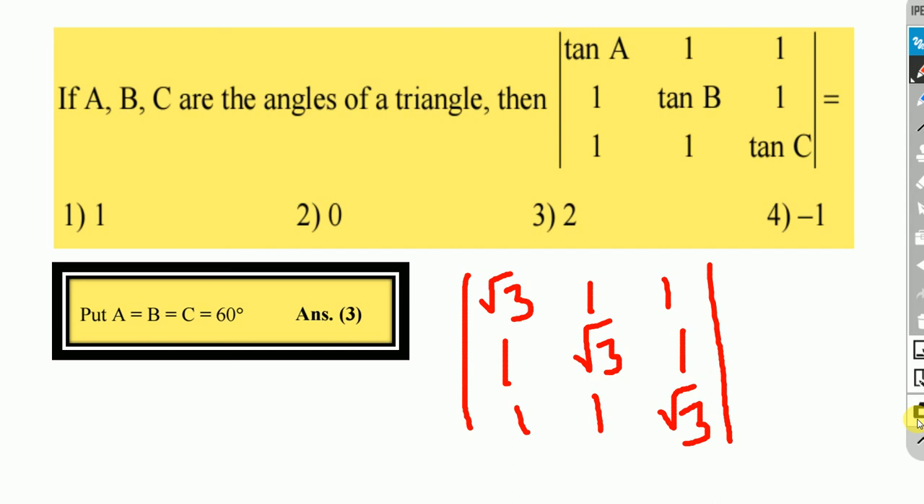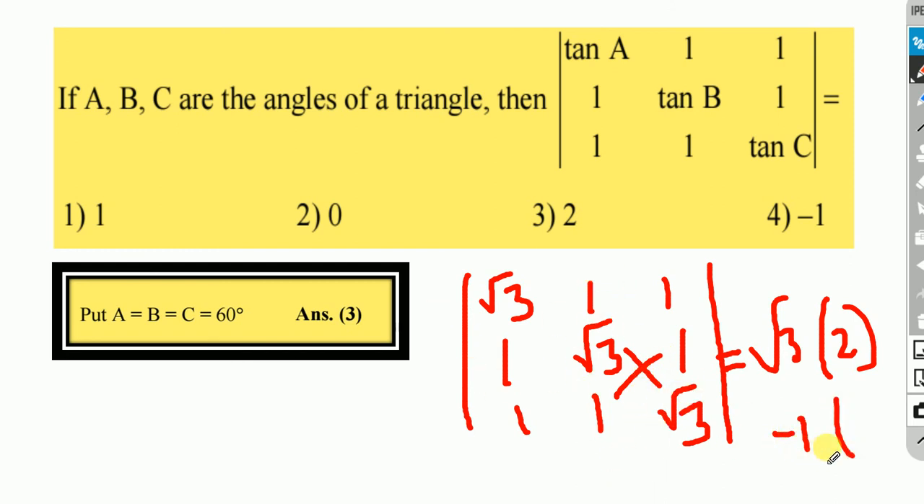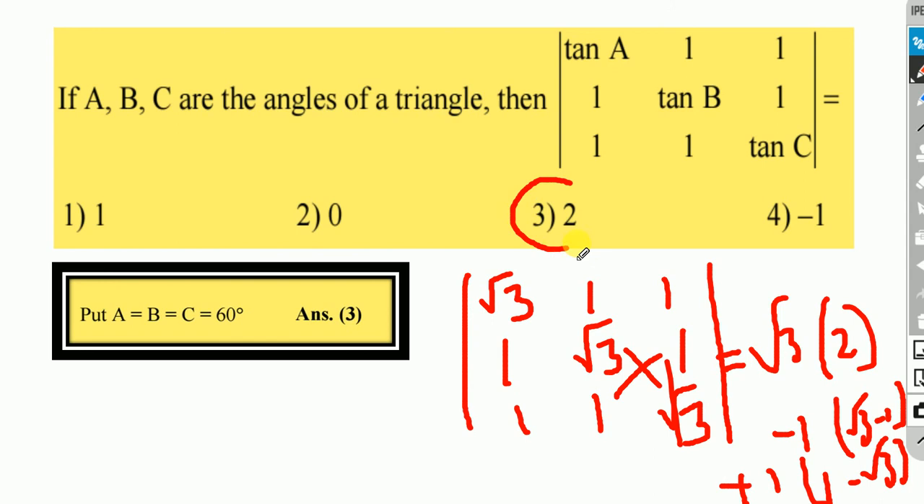You will get the answer as 2, because root 3 into root 3 into root 3 is 3. If you take root 3 here, when you expand this, 3 minus 1 will be 2 here. Root 3 into root 3 is 3, and 3 minus 1 is 2. Minus 1, if you take minus 1 here, you will get root 3 minus 1, and plus 1 into 1 minus root 3. So upon simplification you will get 2 as the answer.